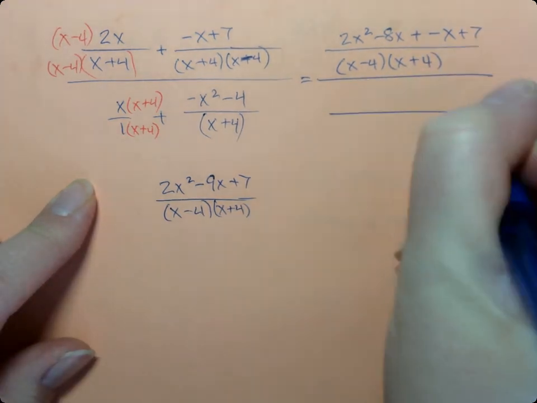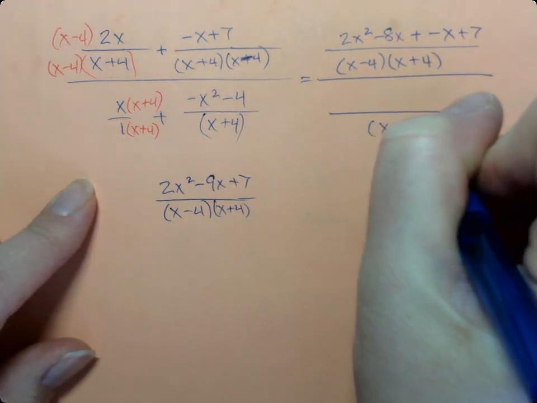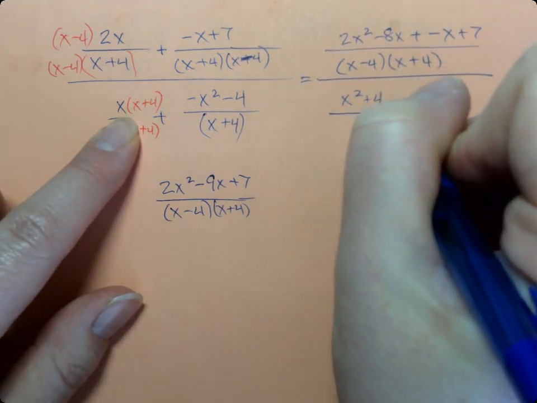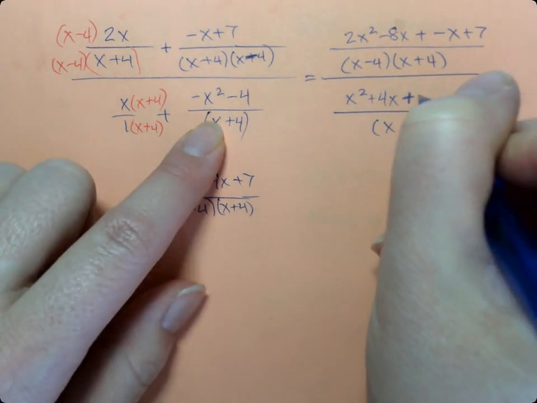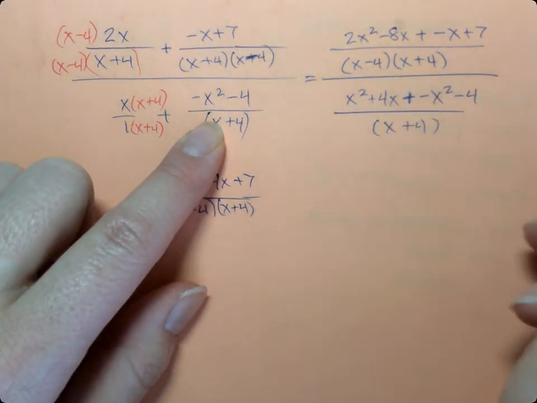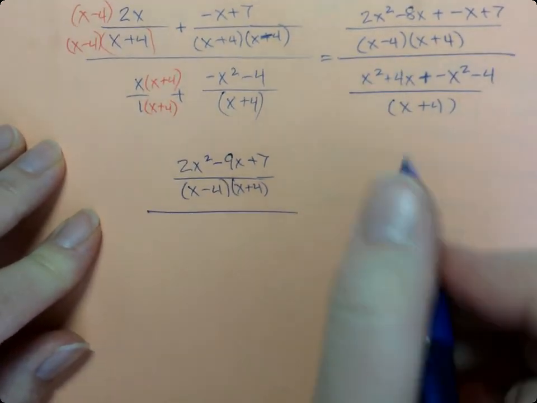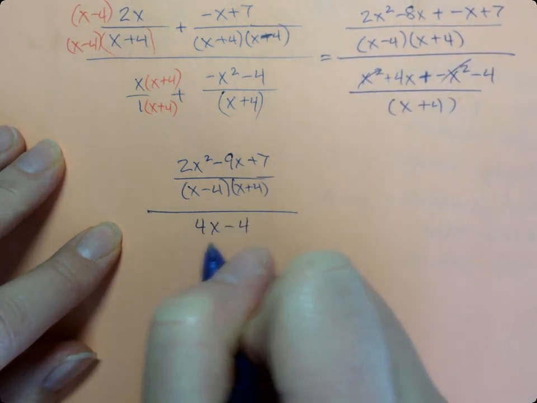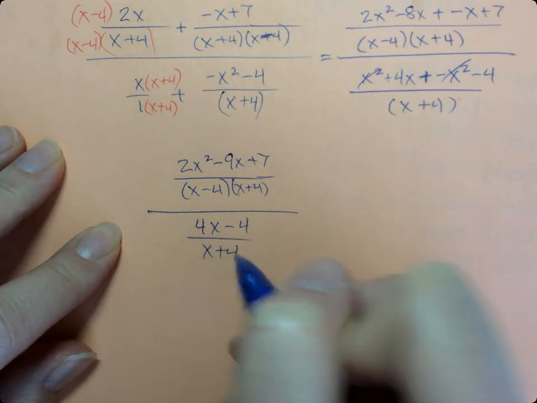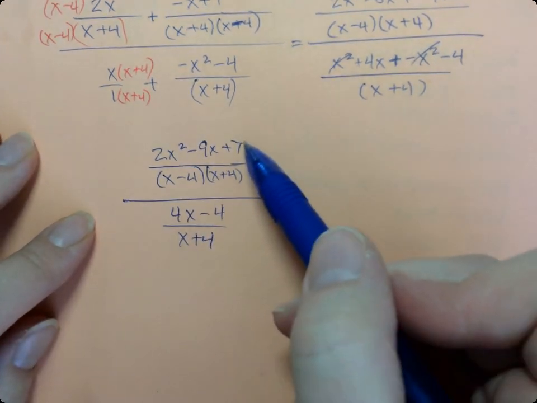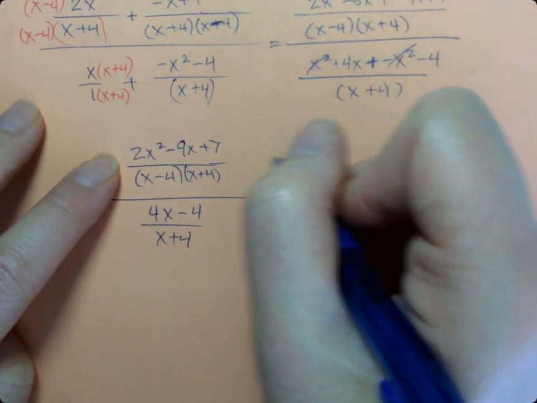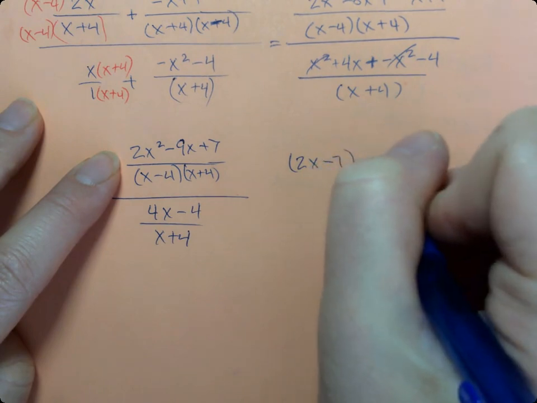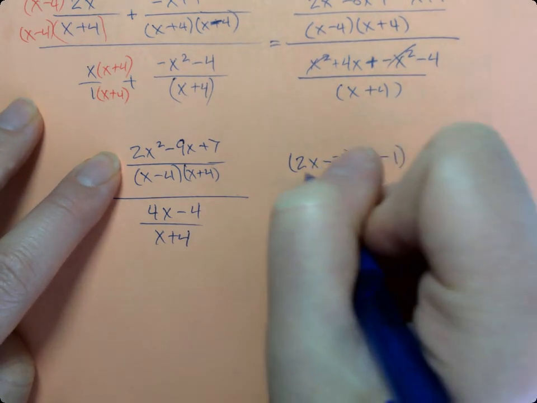So over here, my denominator is x plus 4 standing alone. And my numerator is x squared plus 4x. And on my left numerator, it's negative x squared minus 4. Okay, so clean this up. It would cancel out and leave me 4x minus 4 over x plus 4. So I'm back to that idea of multiplying by the reciprocal. So I'm going to keep and factor at the same time. I want my 7 in there and my 1 here.